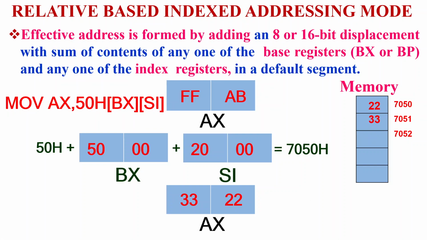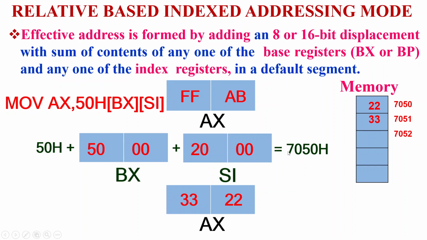The next addressing mode is the relative based indexed addressing mode. Here the effective address is calculated by adding three components. One is the 8-bit or 16-bit displacement, followed by the content of the base register and the content of the index register, with the data segment as the default segment. Assume the content of AX is FFAB. The new effective address is calculated by adding the displacement value 50 with the content of the BX register and the content of the SI register.